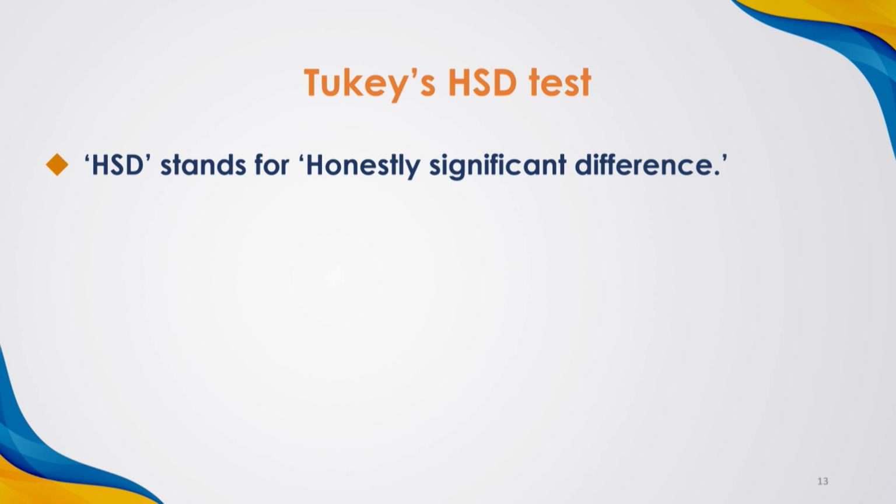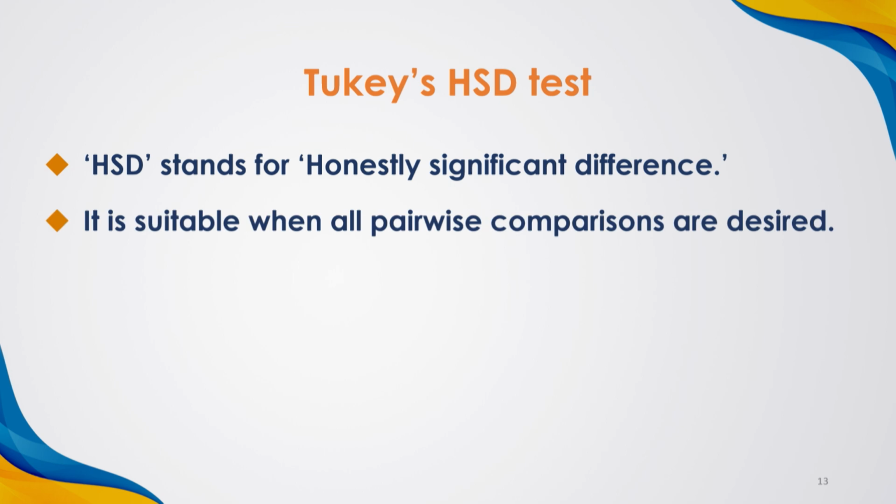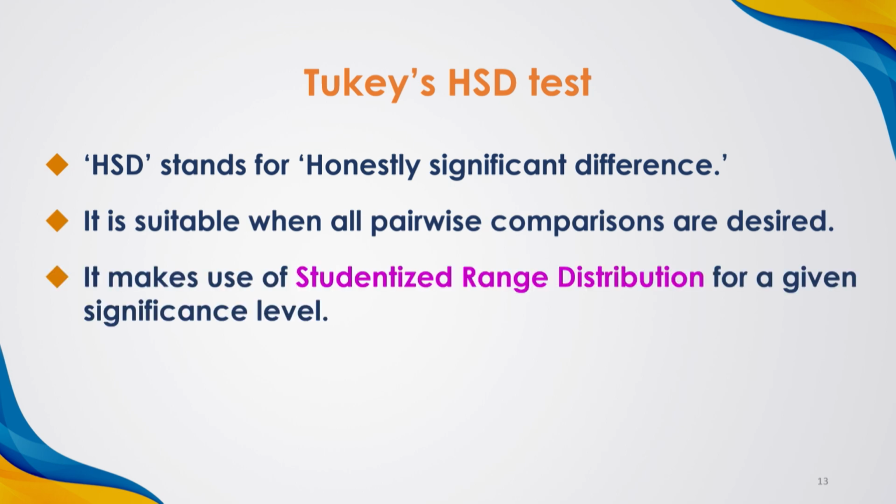HSD stands for honestly significant difference. It is suitable when all pairwise comparisons are desired. It makes use of the studentized range distribution for a given significance level. Studentized range distribution is nothing but a continuous distribution like a normal distribution, which we are going to use for performing Tukey's HSD test, where we are going to take the critical value from this particular distribution. So, we will be discussing this in the future slide.